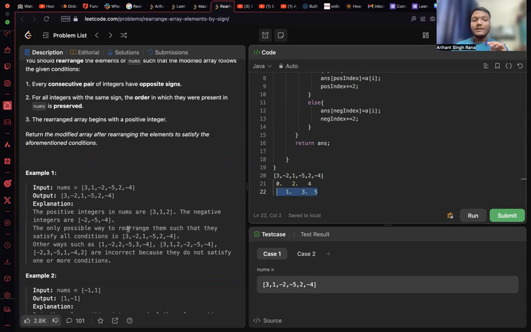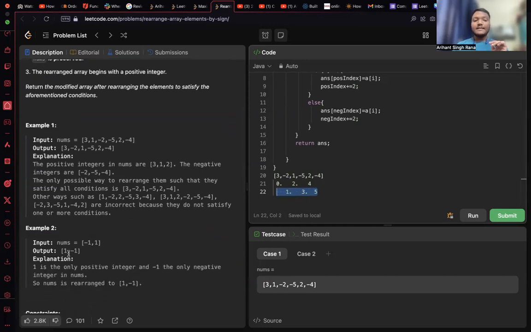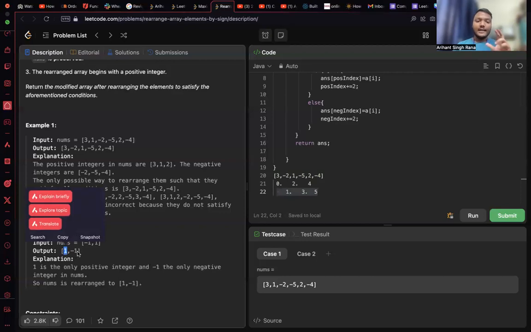You can see that even in the second example, the positive number is only arriving at the even index, and the negative number is arriving at the odd index.